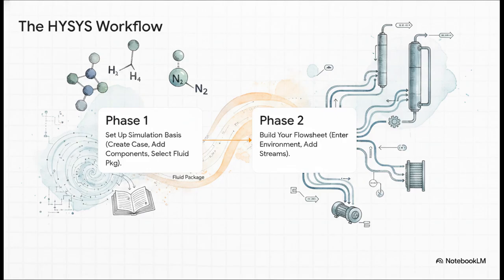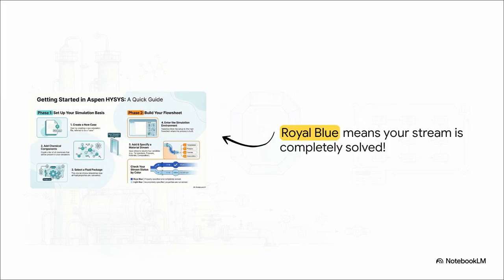Only once that world is totally defined do you transition seamlessly into phase 2, which is where you enter the simulation environment and actually start building your flow sheet by adding material streams. And here's something really cool. Aspen uses this brilliant visual feedback system. When you drop a pipe, or what they call a stream, onto your flow sheet, it starts out light blue, kind of just hungry for data. But once you feed it the core 4 variables, that's temperature, pressure, flow rate, and composition, it magically changes to this super satisfying royal blue. And that royal blue means it is completely solved.